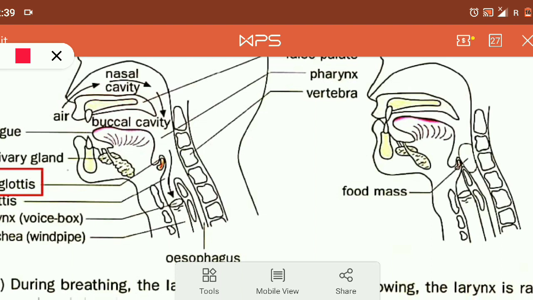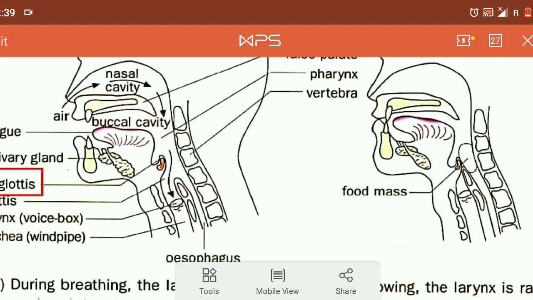We all have heard about the epiglottis. Just look at the picture. The epiglottis is a flap which covers the windpipe while we are eating the food. That is why it is suggested not to speak when you are eating. See, the orange part is the epiglottis. It covers the windpipe.